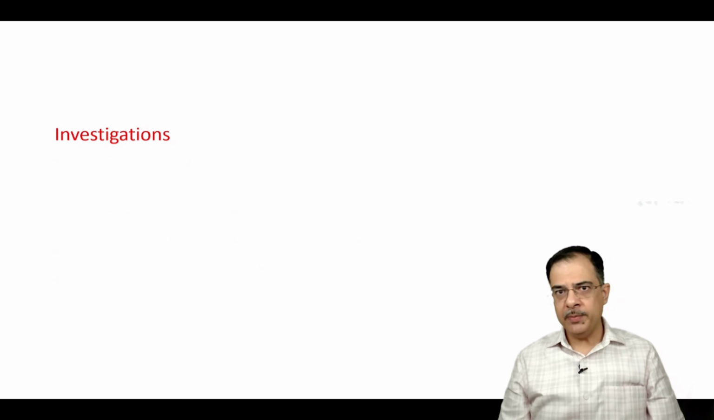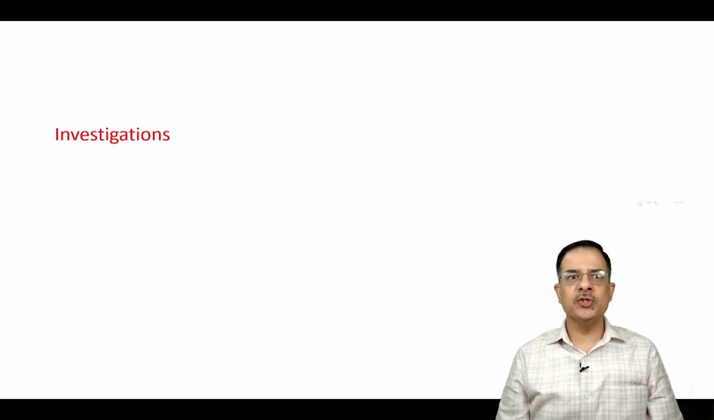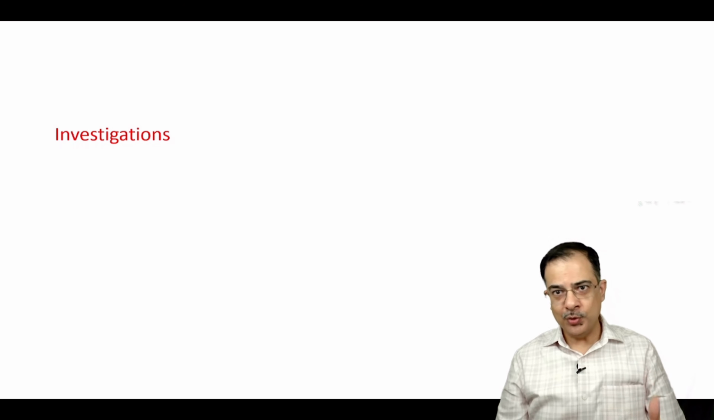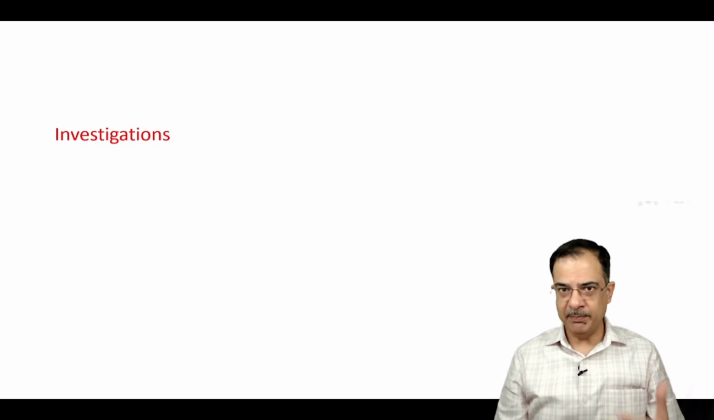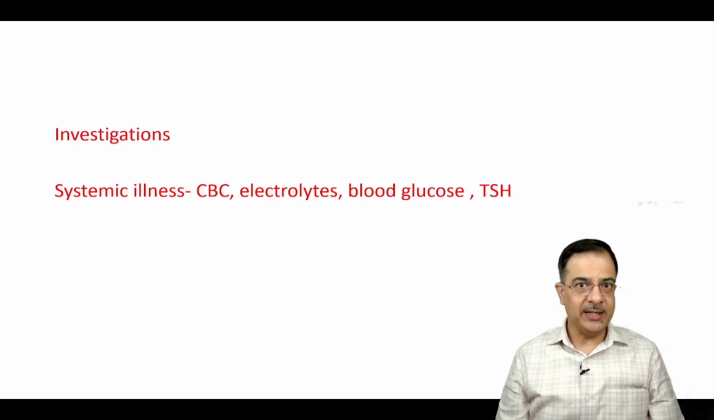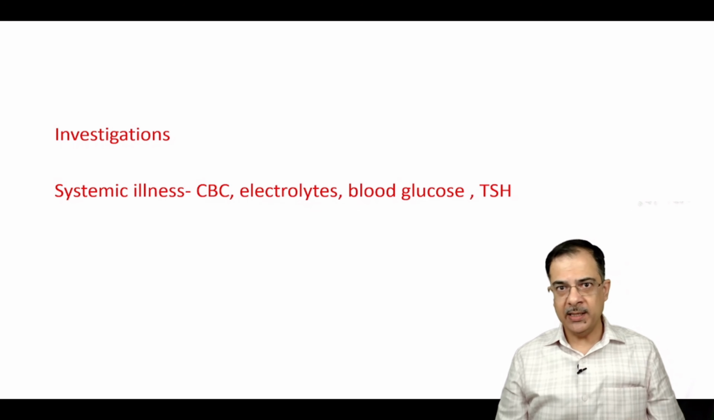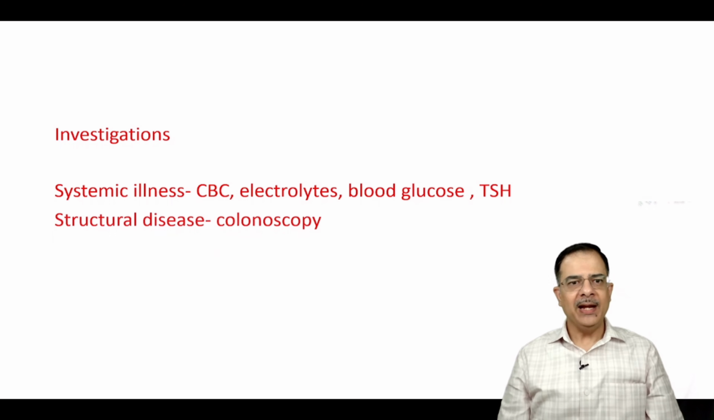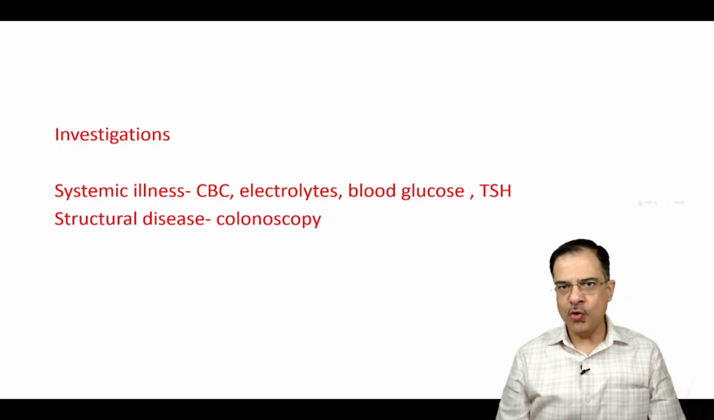Investigations. 90% of patients with constipation do not need any investigations. Most of them can be managed with just a simple history, digital rectal examination, and lifestyle measures. So when to go for investigations? Number one indication is any systemic illness, like pallor, or if you suspect electrolyte imbalance. Then go for a calcium check, potassium check, blood glucose level to rule out diabetes, and TSH to rule out hypothyroidism. And if there is any structural disease, then we go for colonoscopy.